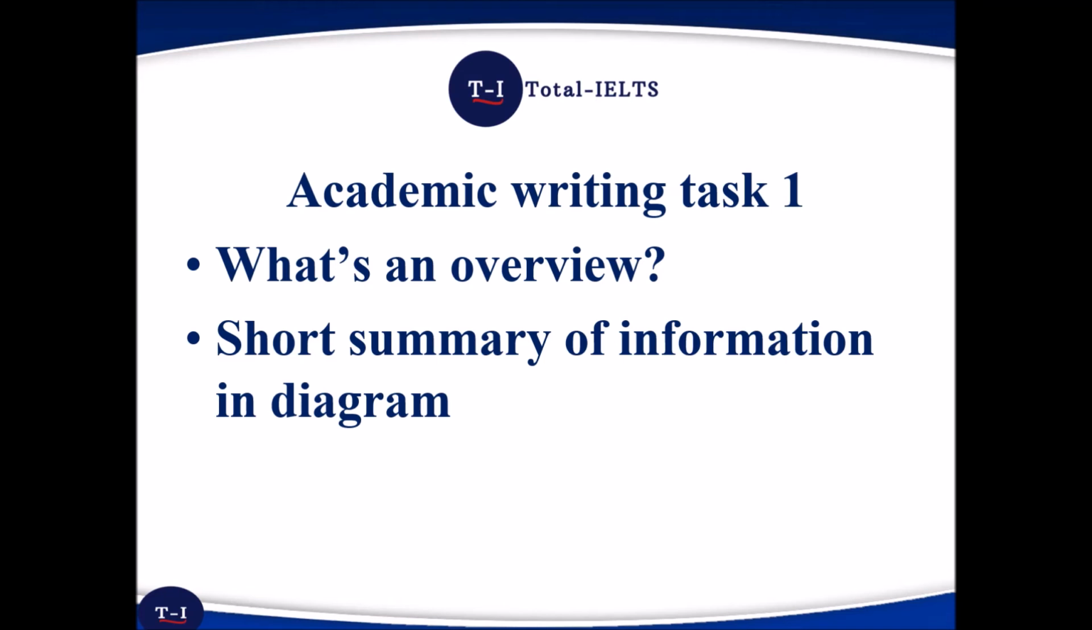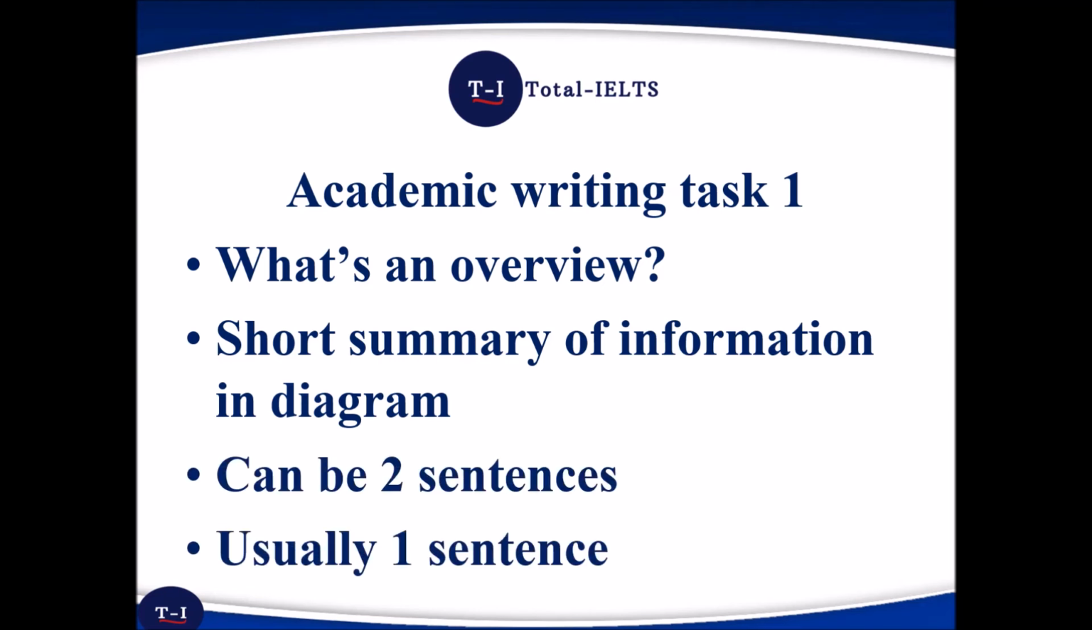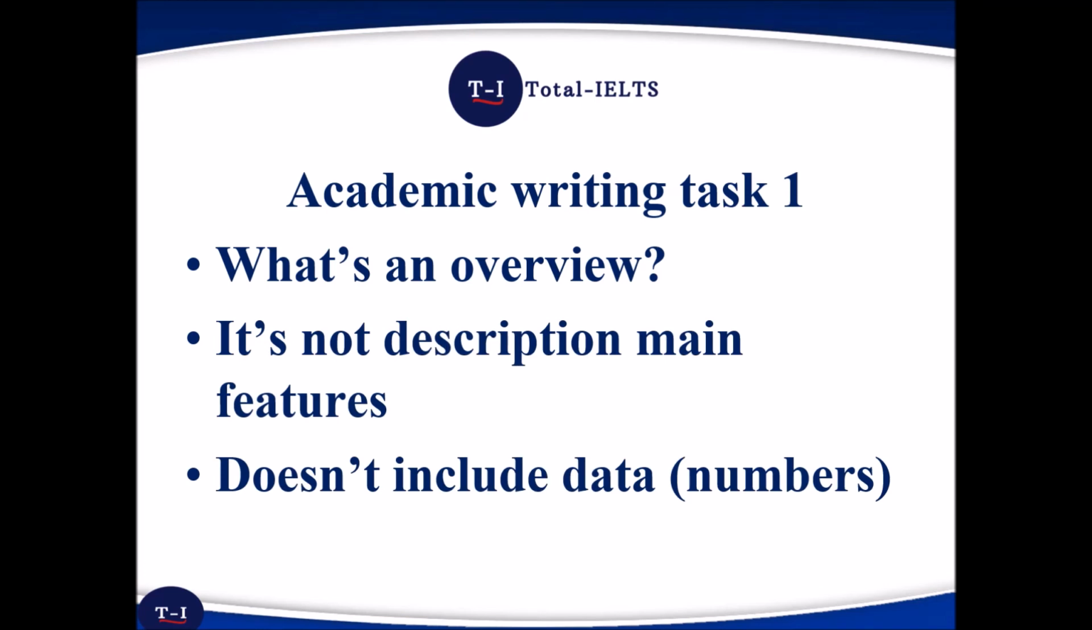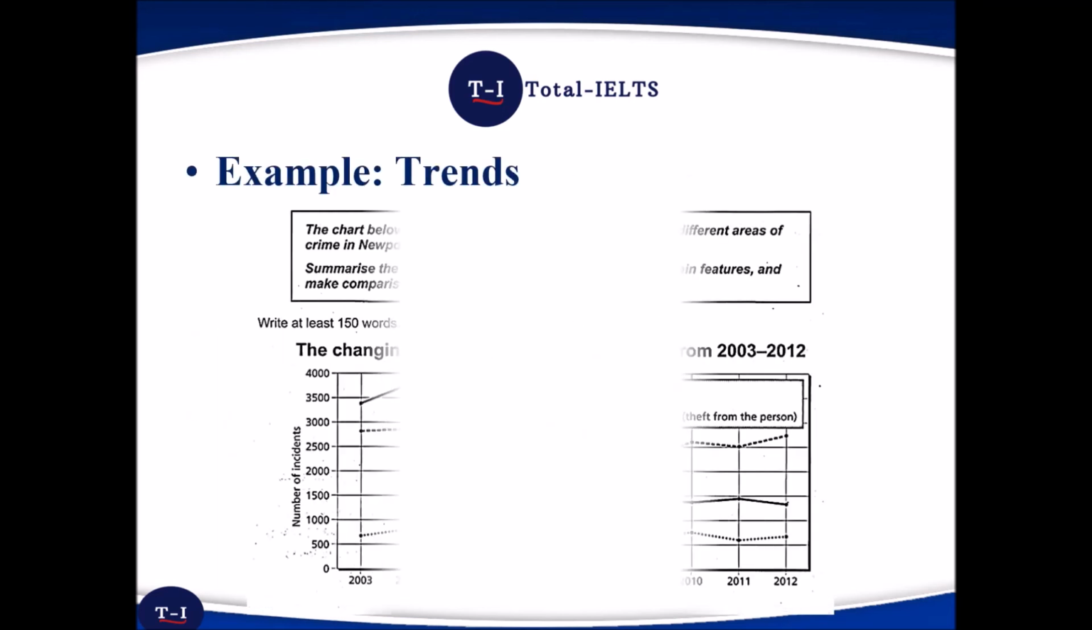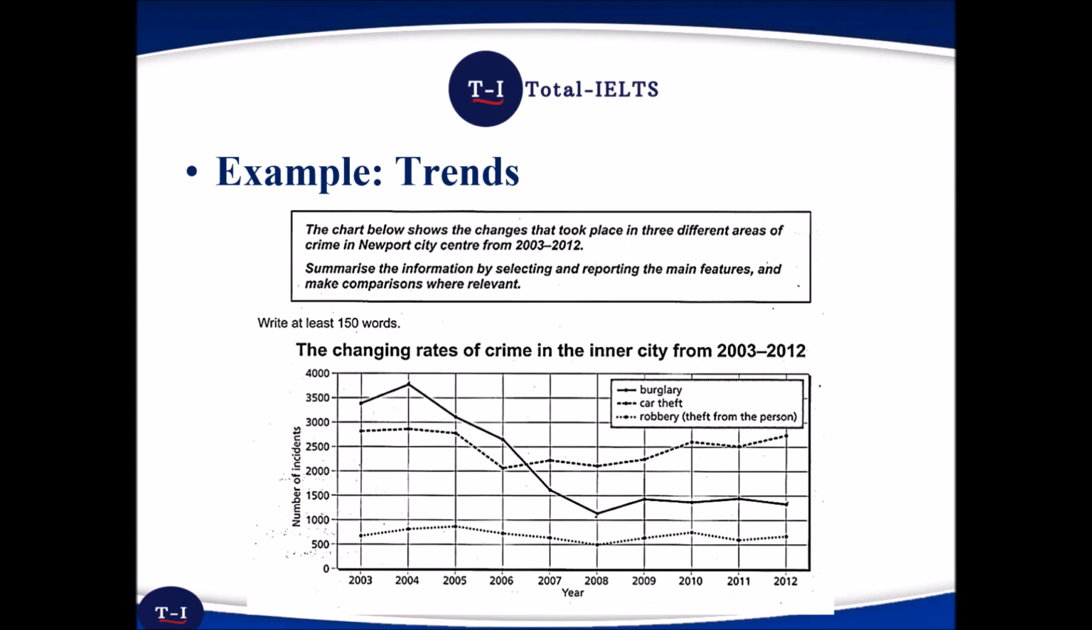What is an overview? It's a short summary of the information contained in the diagram. Can be 2 sentences, but it's advisable to keep it to one clear and concise sentence. It's not a description of the main features, so it shouldn't include any data or numbers. And each diagram type in Academic Writing Task 1 needs a different overview. So let's look at the overview for our example, the diagram depicting trends.